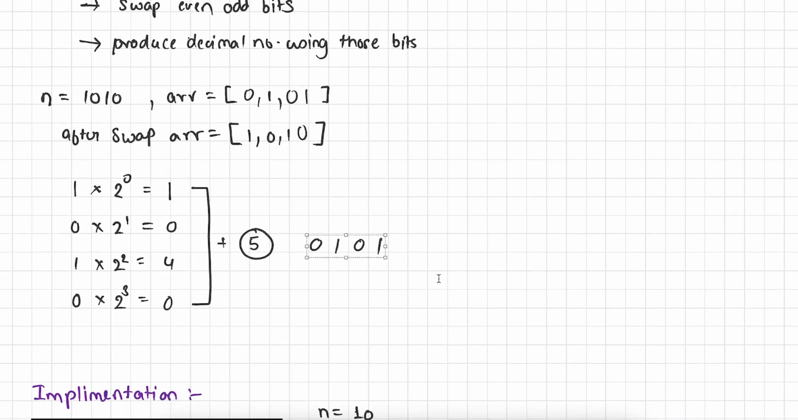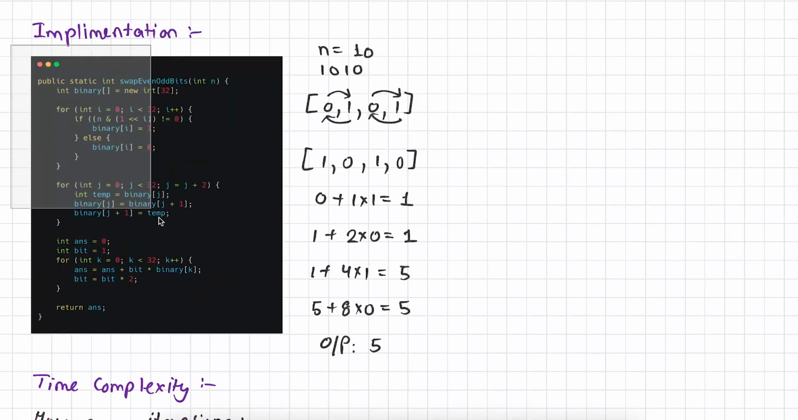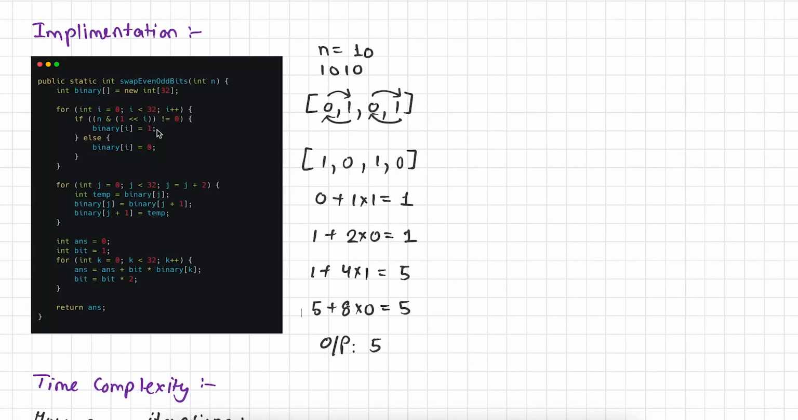Now let's see the implementation of this brute force approach. In this function, we are simply initializing an array of size 32 because we are considering 32-bit numbers. In the first loop, we are traversing from the 0th bit to the 31st bit and checking if the bit is set or not. If the bit is set, then we are pushing 1 to our array, and if the bit is not set, then we are pushing 0 to this array.